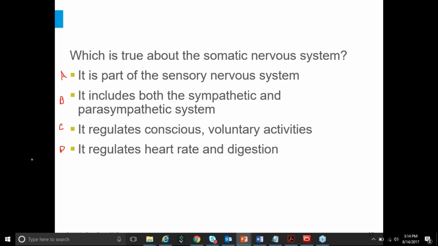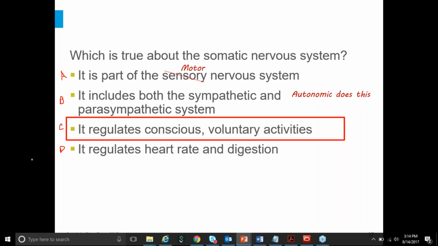And our answers. So it's not A. The somatic nervous system is part of the motor nervous system, not sensory. How about B? It includes both the sympathetic and parasympathetic. Nope, that's the autonomic that does this, not somatic. Our correct answer is C. It regulates conscious voluntary activities. And D is also wrong because that's not conscious or voluntary. That's something the autonomic does.